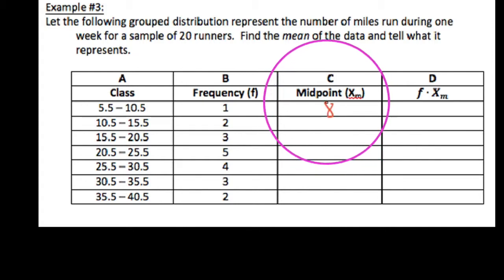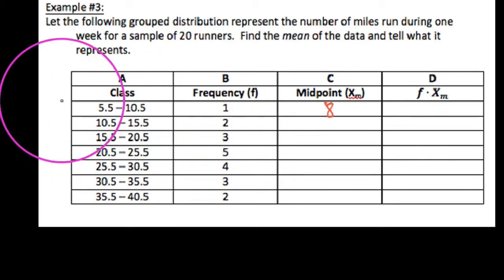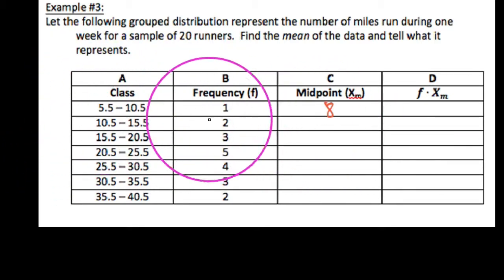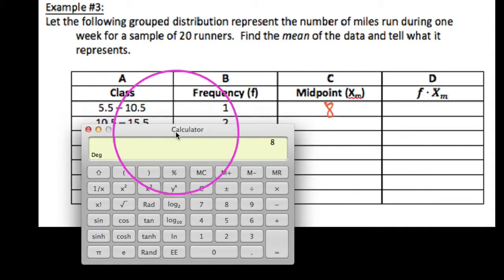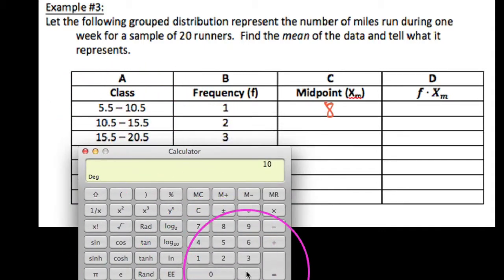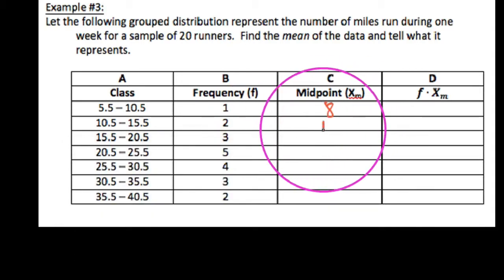So we say 8 is our class midpoint here. We want the class midpoints for all of these. In order to find them, we could average each class's lower and upper class boundaries. So for instance, 10.5 plus 15.5, divided by 2, gives us 13. So 13 is our next class midpoint.